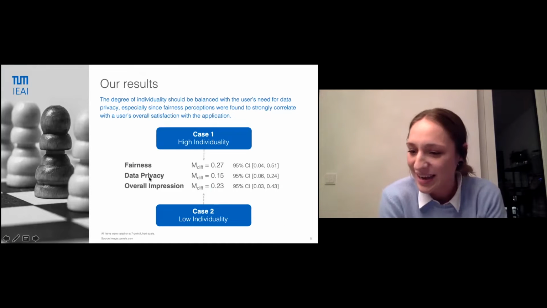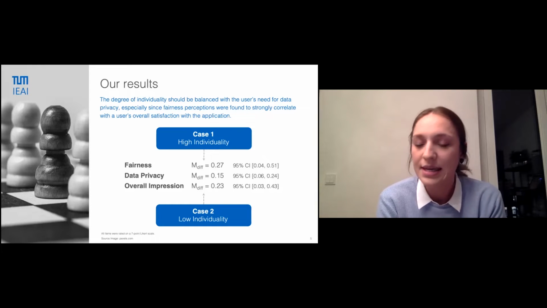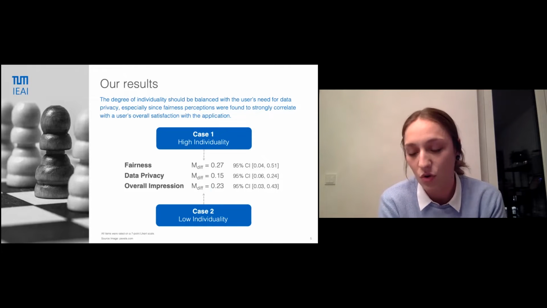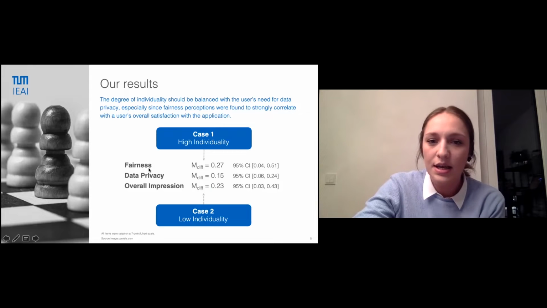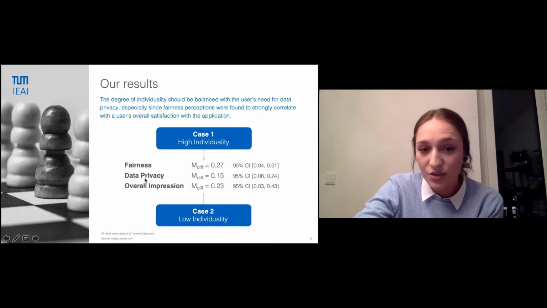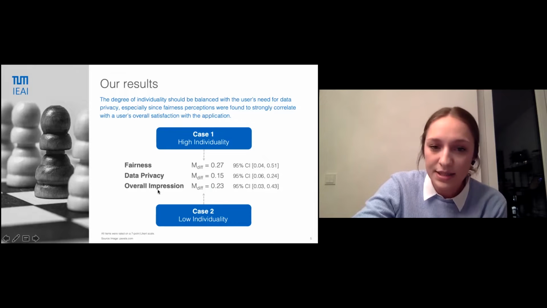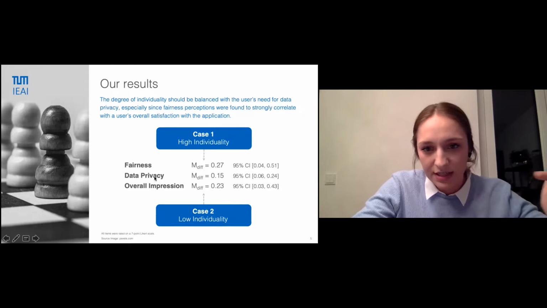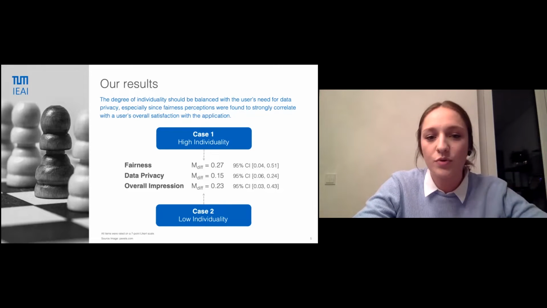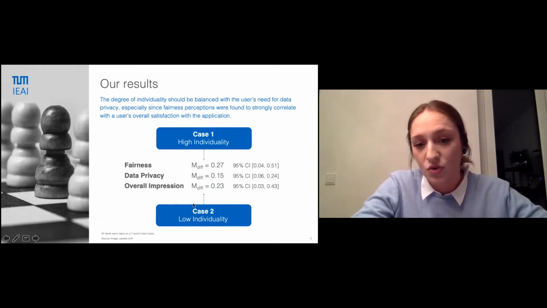And our results, which I thought were very interesting, showed that the high individuality approach, so case one, was significantly, here in a statistical sense, rated as fairer and better overall. So when we look at our three main concepts, the high individuality approach was seen as fairer. It was also seen as more data privacy intrusive, which makes sense because it does use more data. But interestingly, in the end, it was rated as overall better. So although there were negative effects from data privacy, the positive effects from the perceived fairness improvement still led to it being perceived as better overall.